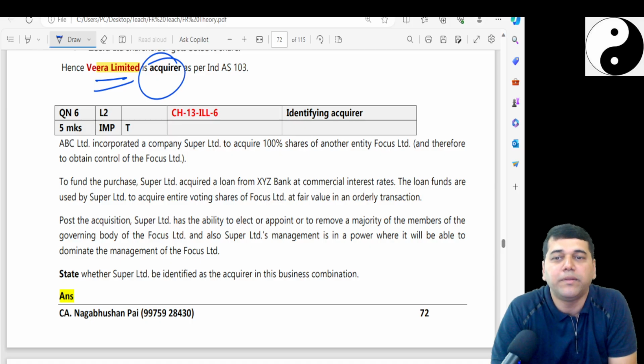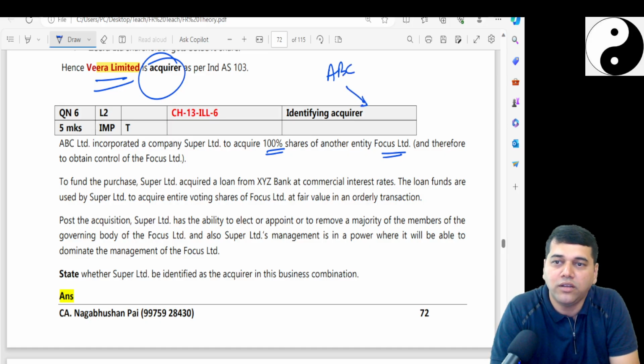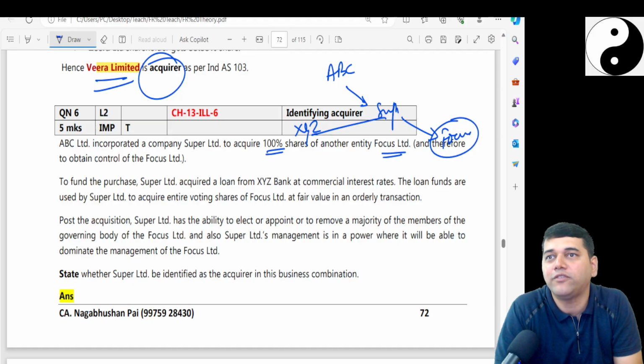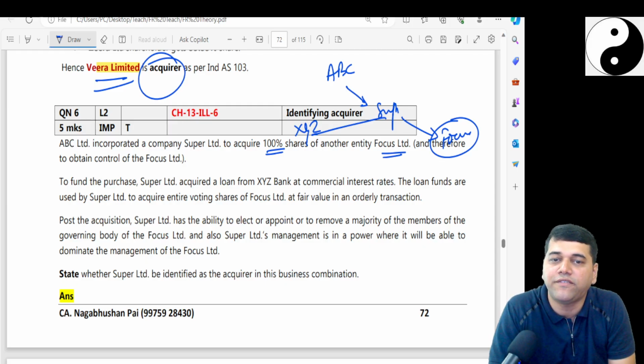ABC incorporated a company called Super Limited to acquire 100% shares of another company called Focus Limited. So you have got ABC. You set up one company called Super. Super acquired Focus. To fund the purchase, Super Limited took a loan from XYZ Bank, because you need money to acquire Focus. Where is the money? I simply set up. At a commercial interest rate, the loan funds are used by Super to acquire the voting shares of Focus at the fair value in an ordinary transaction.